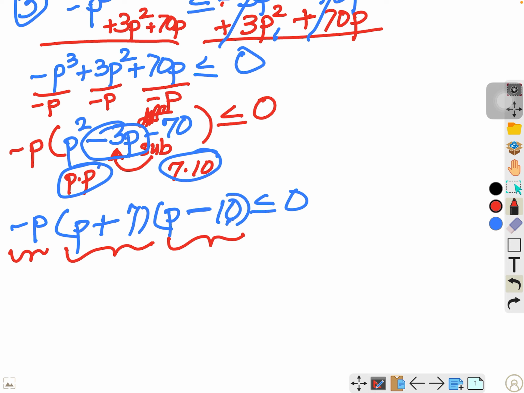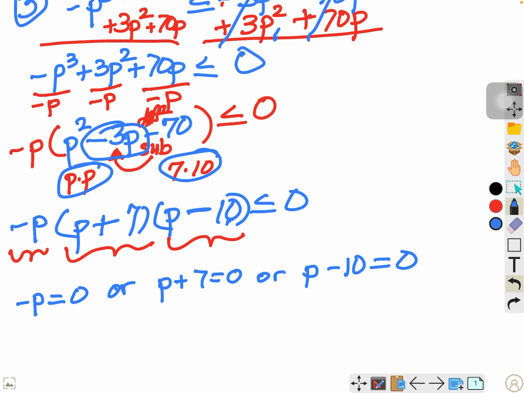So we're going to go with the equal to find our critical values. And all 3 of these quantities involve the variable p, so they're going to give me information about p. So I'm going to have 3 different critical values, which means my number line is going to be divided into 4 different sections that I'm going to have to test. So let's start by setting each quantity equal to 0 and isolating the variable p. Negative p equals 0, or p plus 7 equals 0, or p minus 10 equals 0.